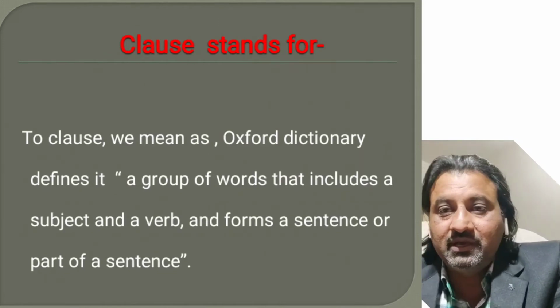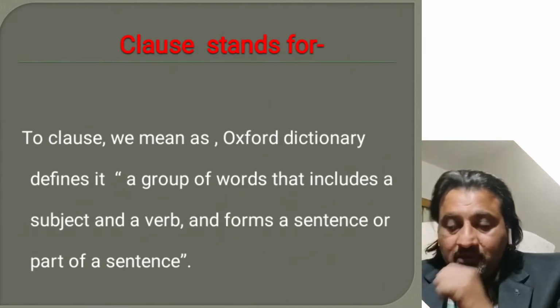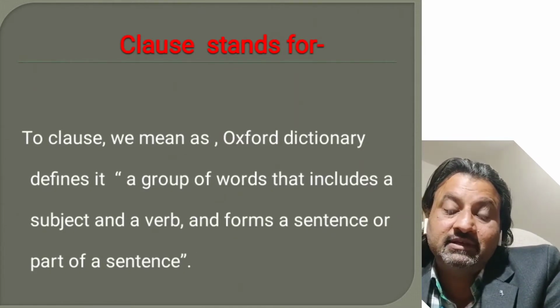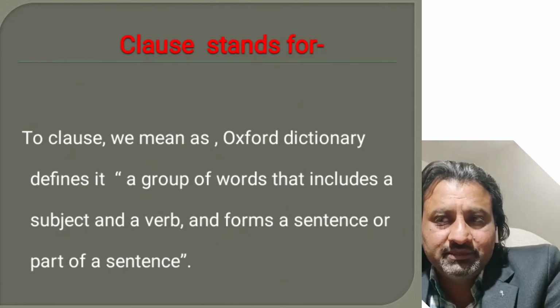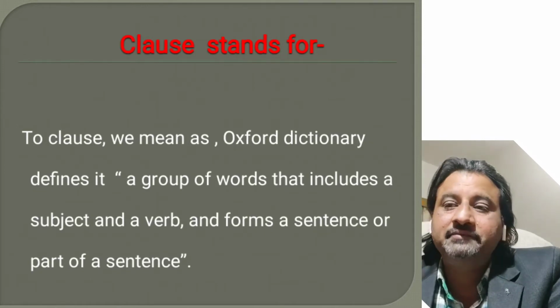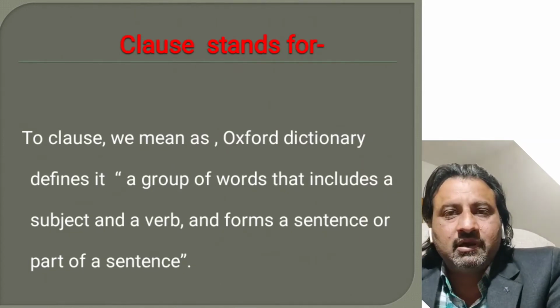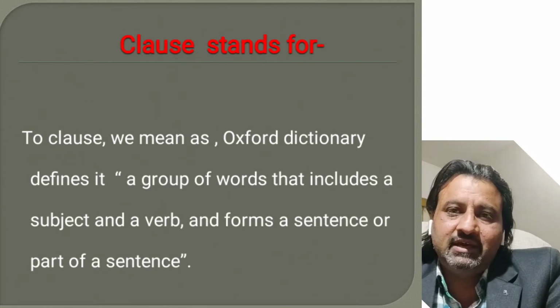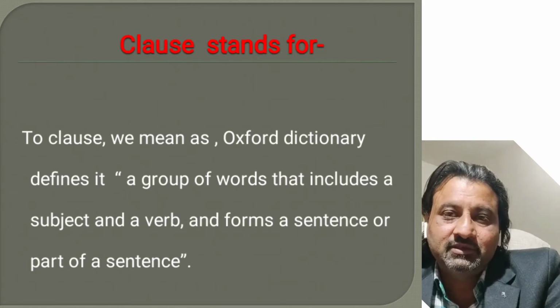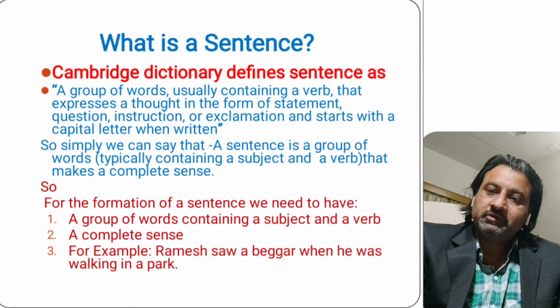By clause, we mean a group of words that includes a subject and a verb and forms a sentence or a part of a sentence. A group of words that includes a subject and a verb and forms a sentence or a part of a sentence. So, as per the definition, we can say a clause is a group of words that can be a sentence or a part of a sentence. So when we say it is a sentence or a part of a sentence, for better understanding, it becomes imperative for us to know what is a sentence.